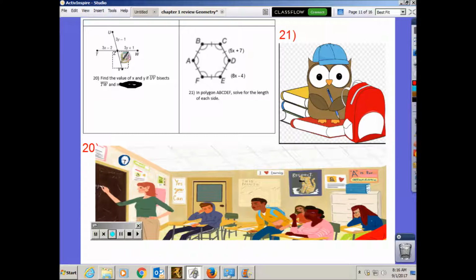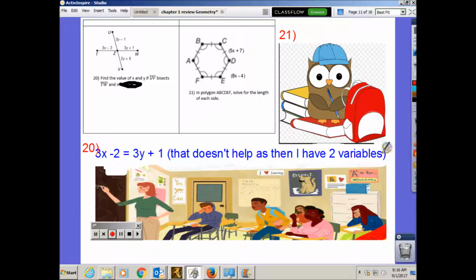Whenever you see the word bisect, I want you to think that means it cuts it into two equal parts. So that means that 3x minus 2 would be equal to 3y plus 1. So I actually want to show you here how I think about math. So I wrote 3x minus 2 equals 3y plus 1, and then I realized that doesn't really help, because then I have two variables. So let me try something else.